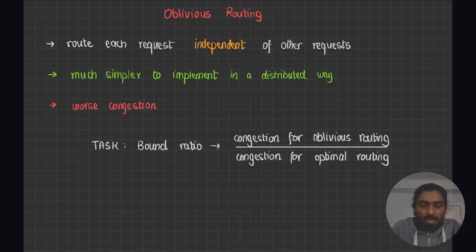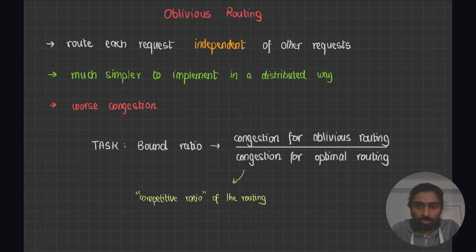And the question is, how much worse could this be? This is what we need to bound. The ratio of the congestion of our oblivious routing to the congestion induced by some optimal routing, and by optimal here we mean it can see all the requests in advance. Right? And this is what we call the competitive ratio of the routing. This is common in online algorithms.